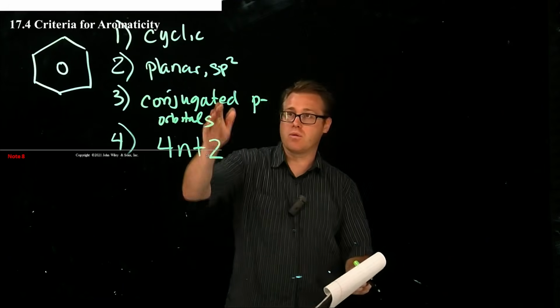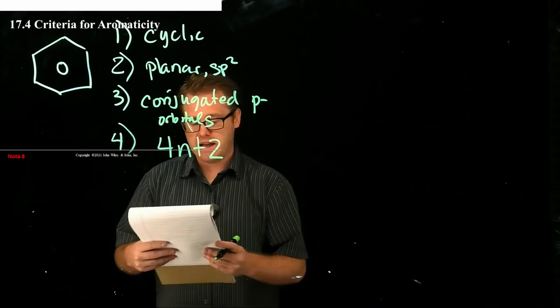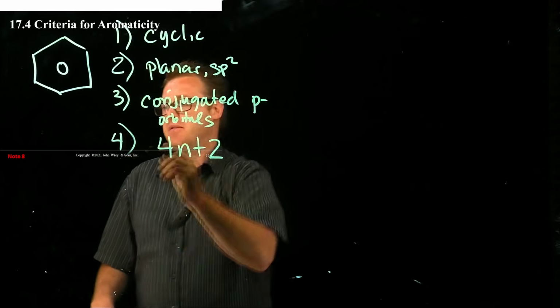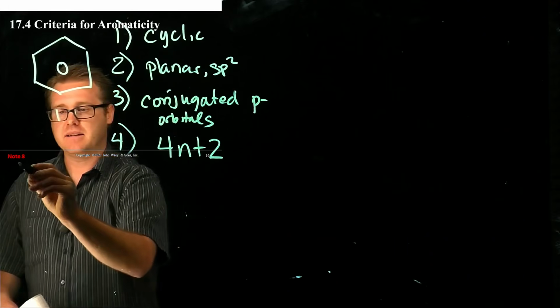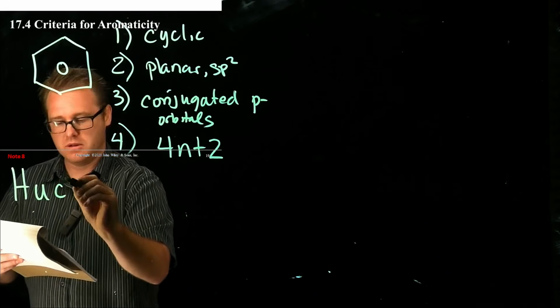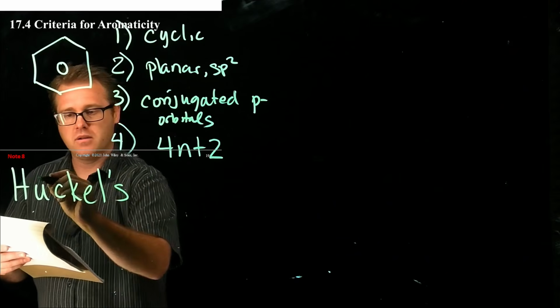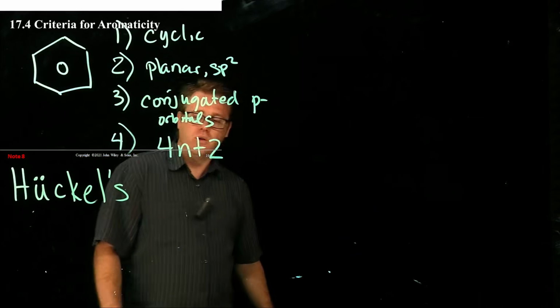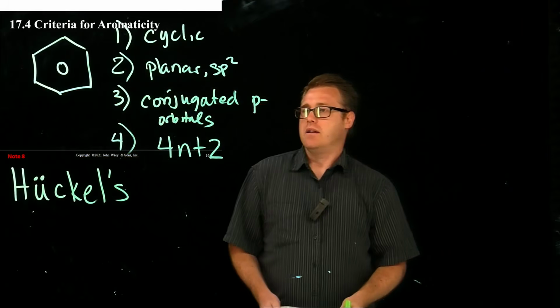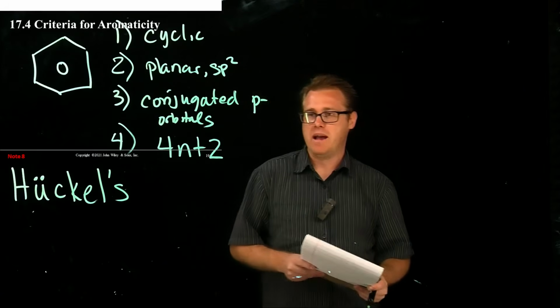Now those 4 rules are called Hückel's rule. And I kind of just said that without actually explaining that. So what we have is what's called Hückel's rules, 1 through 4, and those explain if it's aromatic.